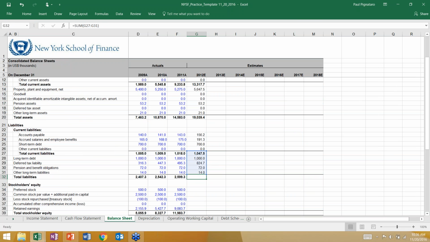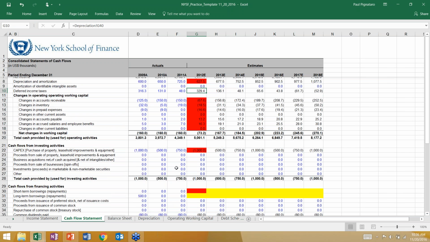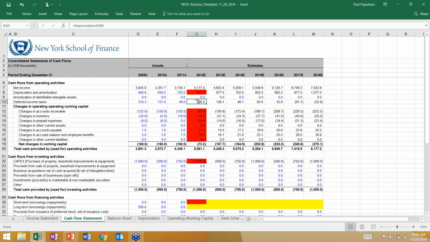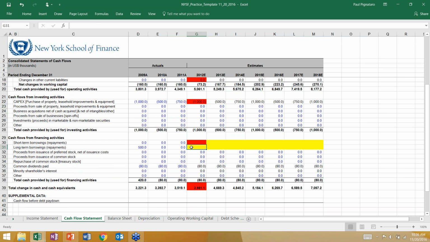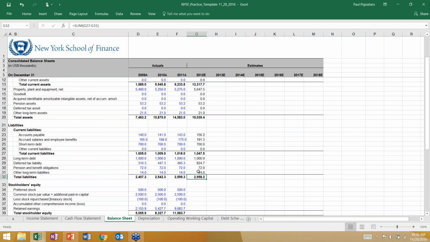Total liabilities is a sum of everything above. Don't forget to include the current liabilities in that total. So what I'm going to do is just highlight what we utilized so far. We utilized deferred income taxes. We utilized long-term debt. I think everything else stayed flat, right? Everything else stayed flat.